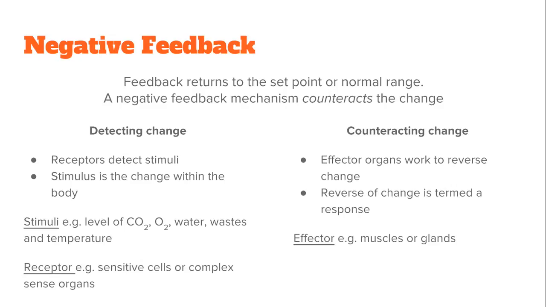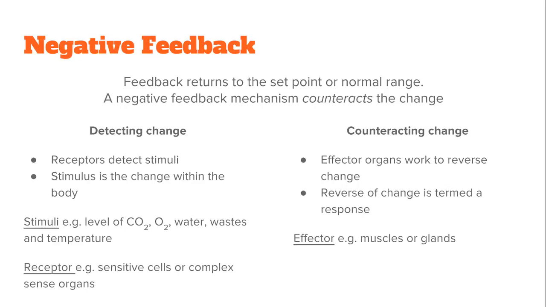The way in which this happens is through a negative feedback response. So feedback allows our body to return to within that set point or normal range which we looked at. A negative feedback mechanism counteracts the change, which is why it's called a negative feedback system. Remember, we said our first step is to detect the change. So that means that our body has receptors which detect the stimulus that happens inside our body. That stimulus can be anything within our body depending on what the receptor is going to pick up. So we can look at the levels of carbon dioxide, oxygen, water, waste, and temperature. And our receptors are sensitive cells or usually our sense organs.